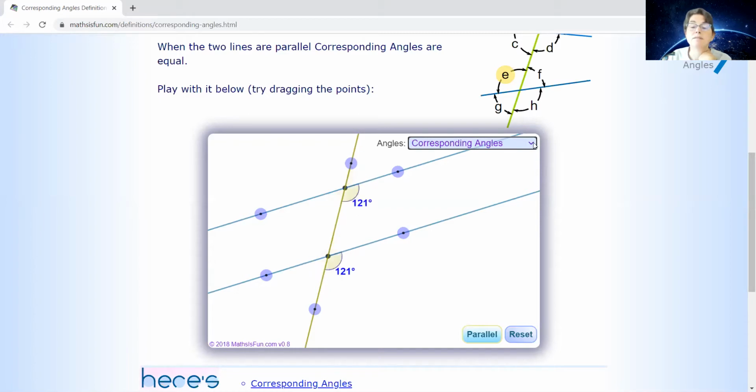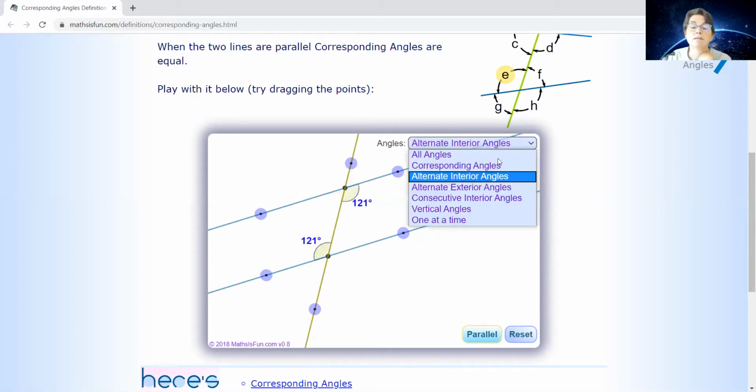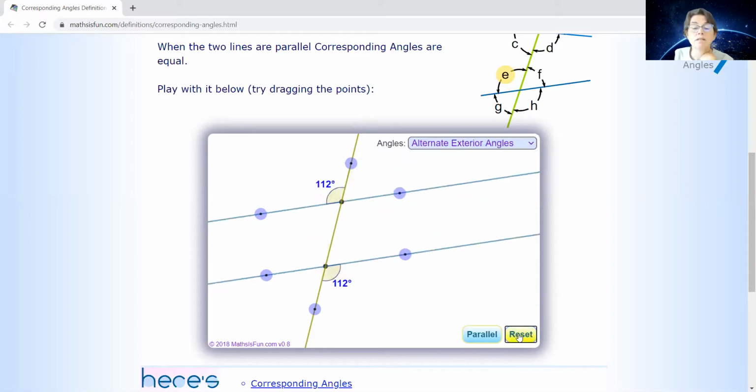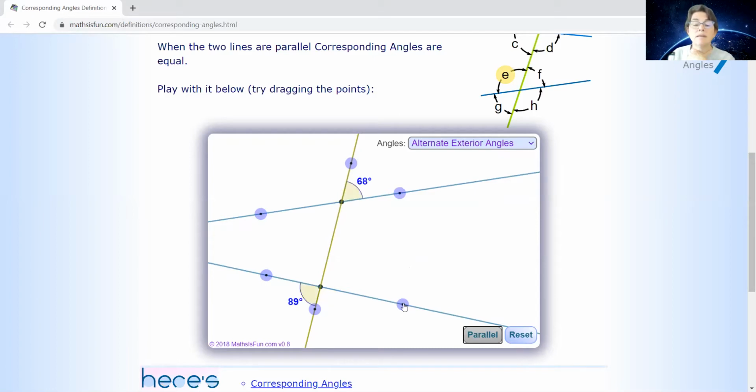And what's neat about this is it can also show me alternate exterior angles. If I reset it, it doesn't do that. I wish. Oh, look at that. I didn't know it would do that. I was trying to do that earlier and it wouldn't let me. Okay, so the lines don't have to be parallel, and you can see when they're not parallel, the angles don't actually match up anymore. But you still alternate exterior are on the outside of my two lines.